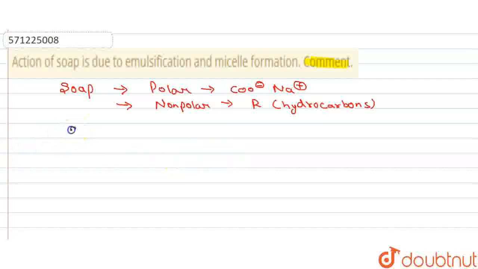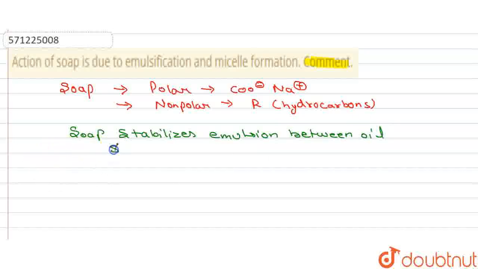Now soap stabilizes emulsion between oil and water. Soap stabilizes emulsion between oil and water. How does soap do that? Let us look at an example here.